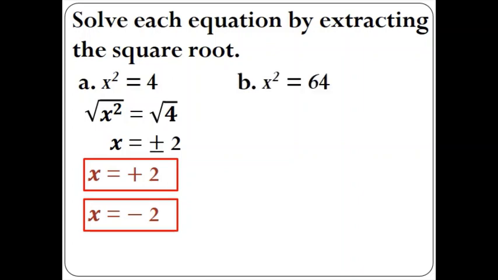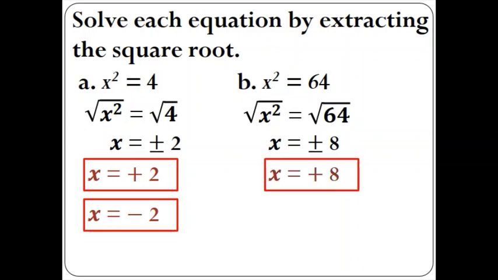negative 2. Another example, we have x squared is equal to 64. So the same process, what we did in the first example, extract both sides of the equation. So magiging square root of x squared is equal to square root of 64. And the square root of x squared is x. And the square root of 64 is positive negative 8. Therefore, the solutions of the given equation are positive 8 and negative 8.